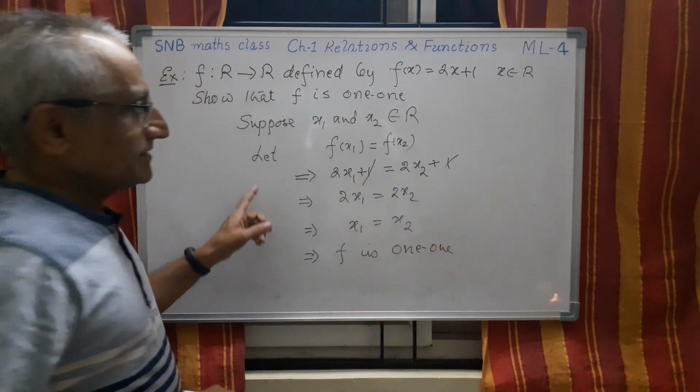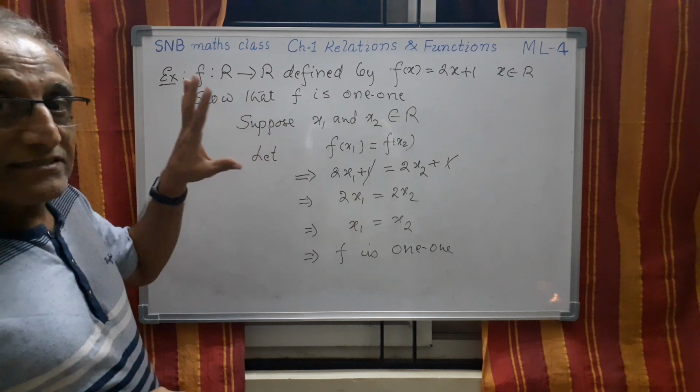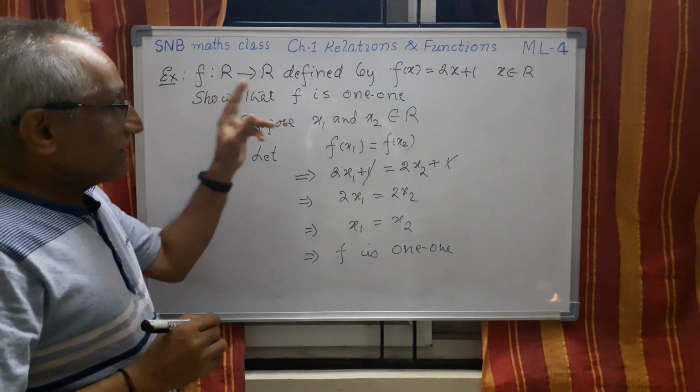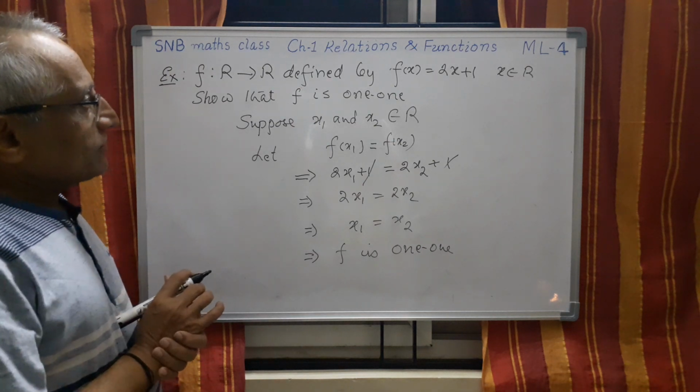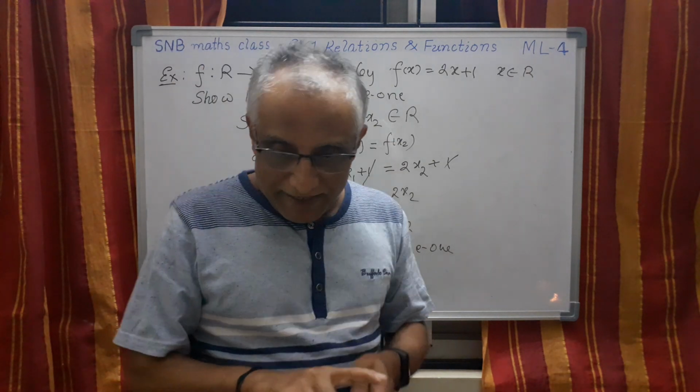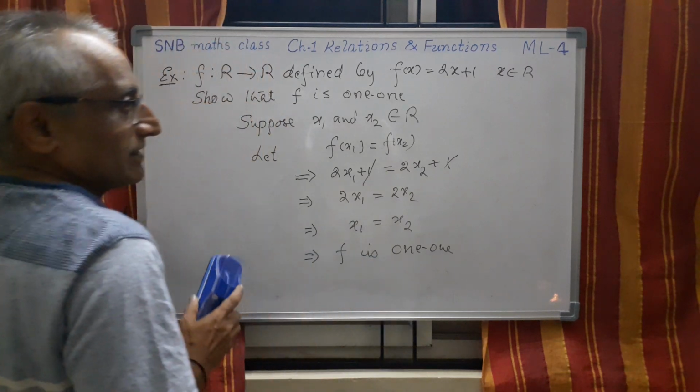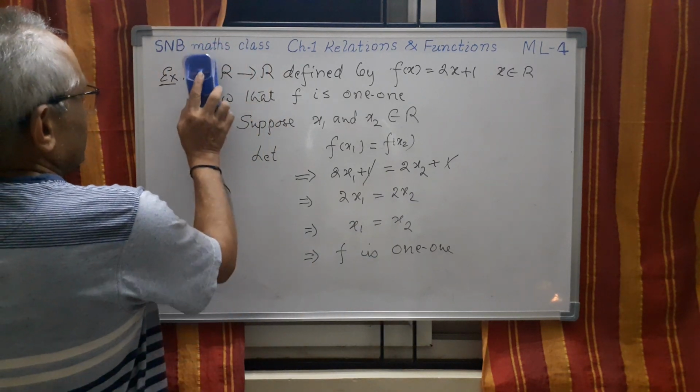See, yesterday I told, this is the definition and this is the procedure of proving one-one whenever this type of functions are given. So this is the first question. Now let me give one more example where the function is not one-one.